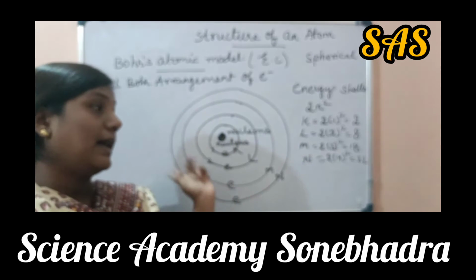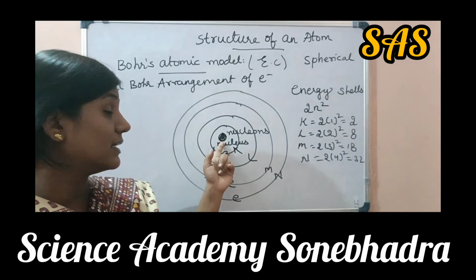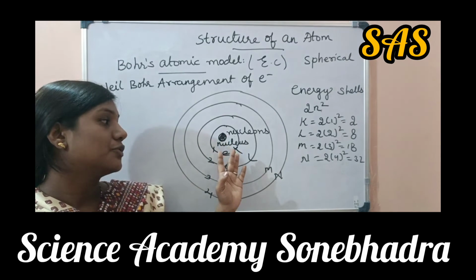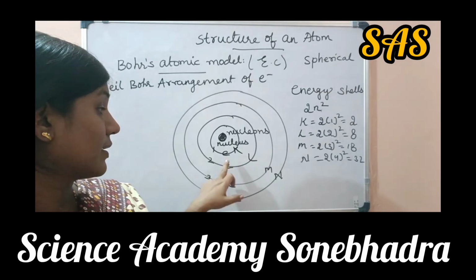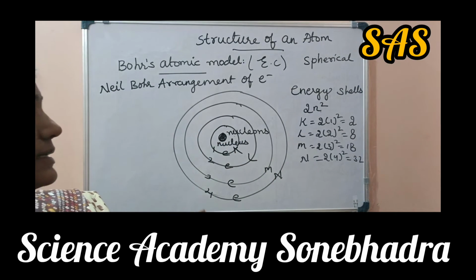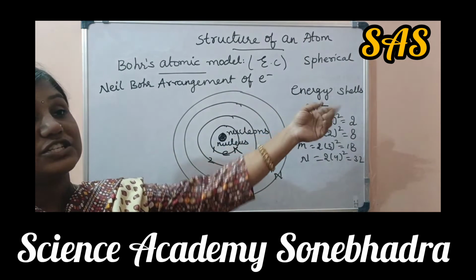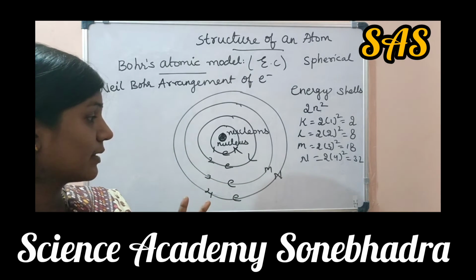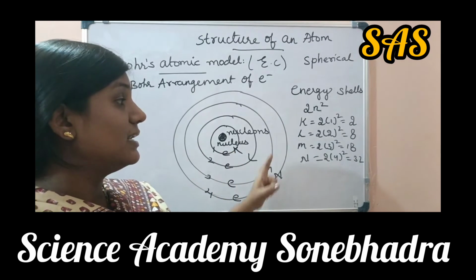So what was the first postulate? That atoms are spherical in shape and in the center the nucleus is present in which protons and neutrons are present. As protons and neutrons are present inside the nucleus, they are called nucleons. Electrons revolve around the nucleus in certain circular orbits, which are also called energy shells, as they have a discrete amount of energy in them. The maximum number of electrons that can be accommodated in a shell is given by the formula 2n square.